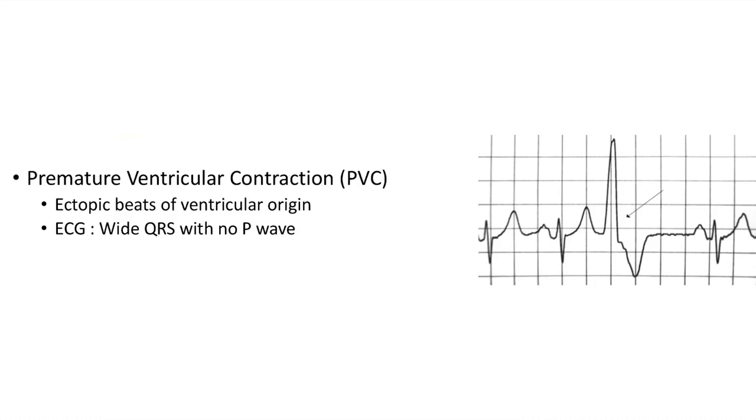Now let us see about premature ventricular contraction, or PVC. These are ectopic beats of ventricular origin. ECG will show a wide QRS complex with no P wave. This picture shows ECG findings in a case of premature ventricular contraction. As you can see, there is a wide QRS complex with no P wave.